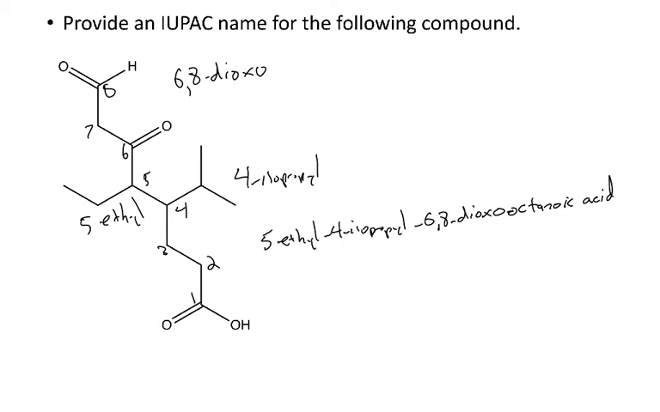Again, I want to check and see if there's any stereo designations I need to give. I again have a couple chiral centers, but again, they didn't show the stereochemistry when they drew it, so I don't have to give the R and S configurations.